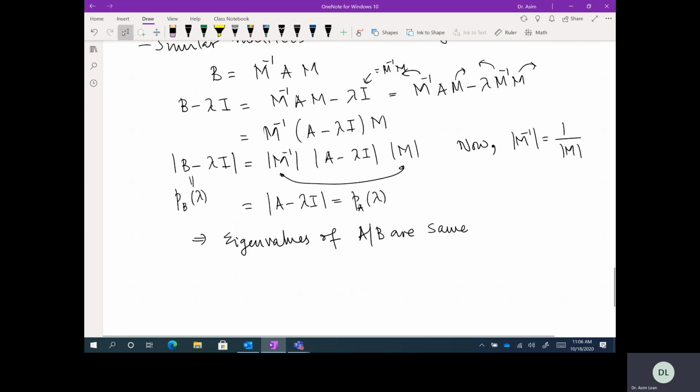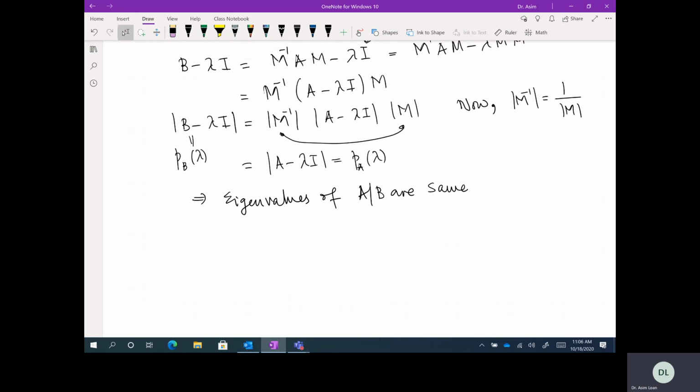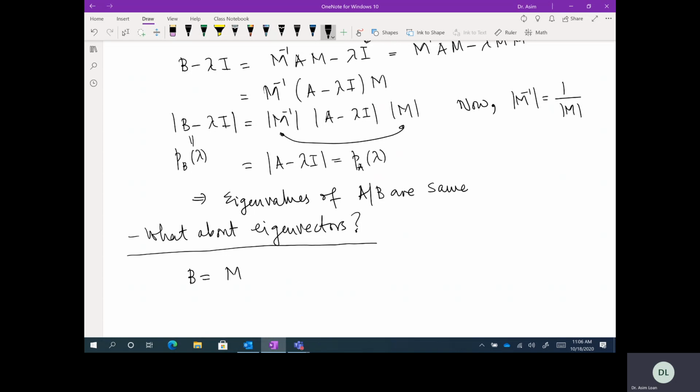Okay. What about the eigenvectors? So similar matrices have same eigenvalues. What about the eigenvectors? So B equals M inverse A times M, and this implies A, B have same eigenvalues. We just proved this one.